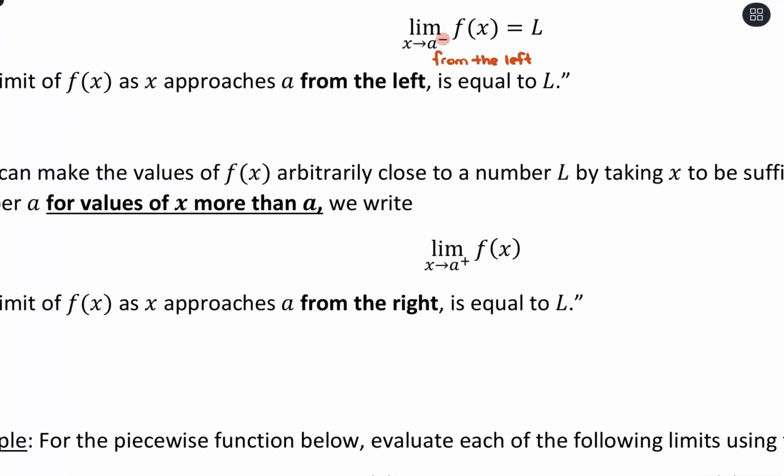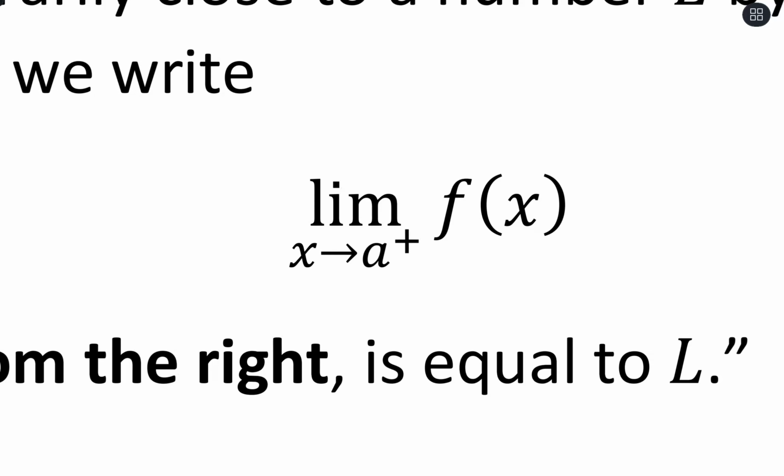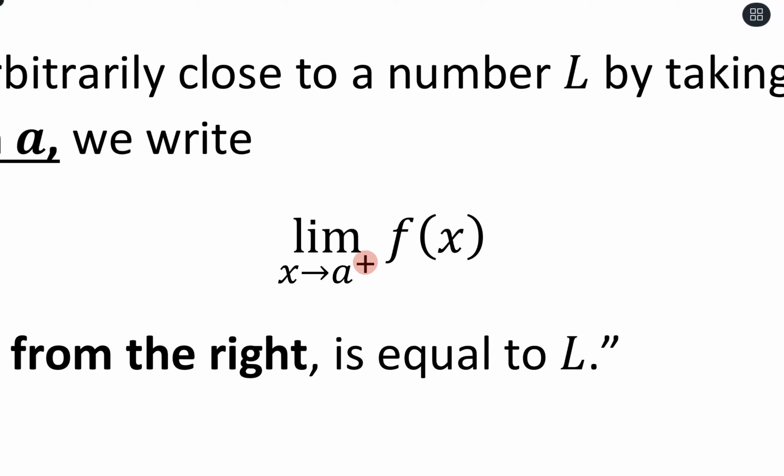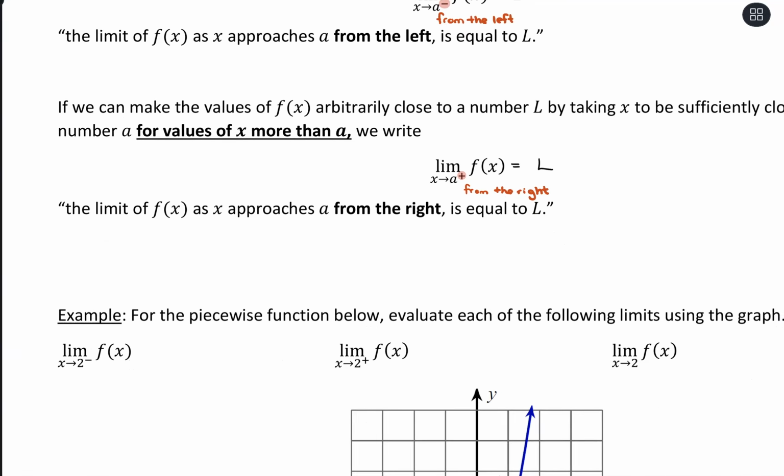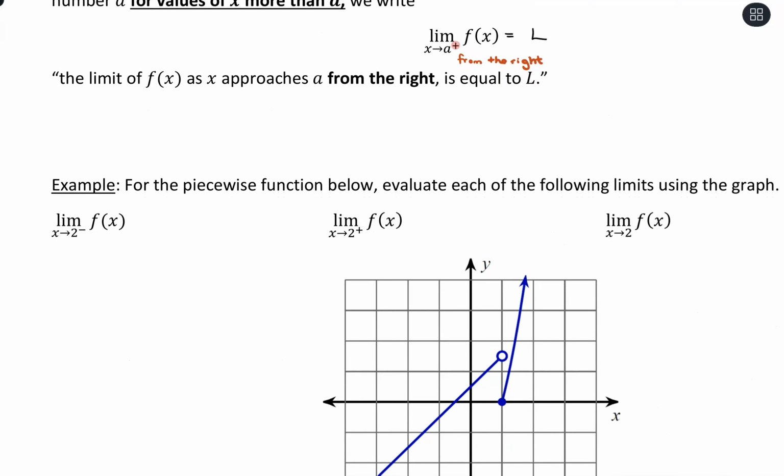Then down here, our notation changes to have a plus sign. What that means is that we're going to take the limit of f of x as x approaches A from the right, and that's going to equal some limit L. So let's take a look at an example with this.